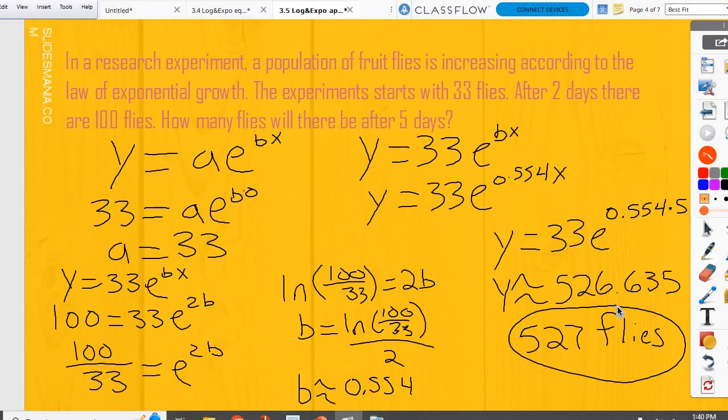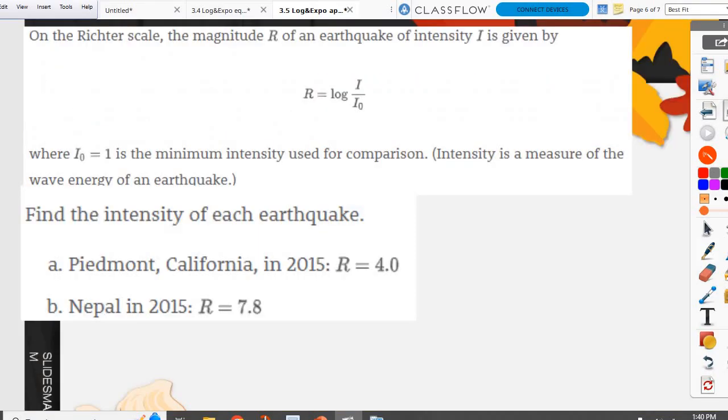So let's look at one last one of our logarithmic models. This is the Richter scale. It measures the magnitude R of the earthquake intensity I. I'm not quite sure why they put it this way, because really at the end of the day, I sub 0 is 1. So we just end up saying that this is log of I, because if it's divided by 1, then it's just I.